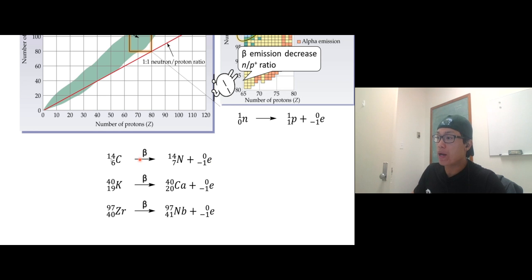And when beta emission occurs, because we have fewer neutrons now, the neutron to proton ratio decreases. Same thing with potassium 40, there are way too many neutrons, so it will undergo beta emission, reduce the number of neutrons, and the neutron to proton ratio will decrease as well. Zirconium 97, too much neutron, so beta emission lowers the number of neutrons, and the neutron per proton ratio decreases.